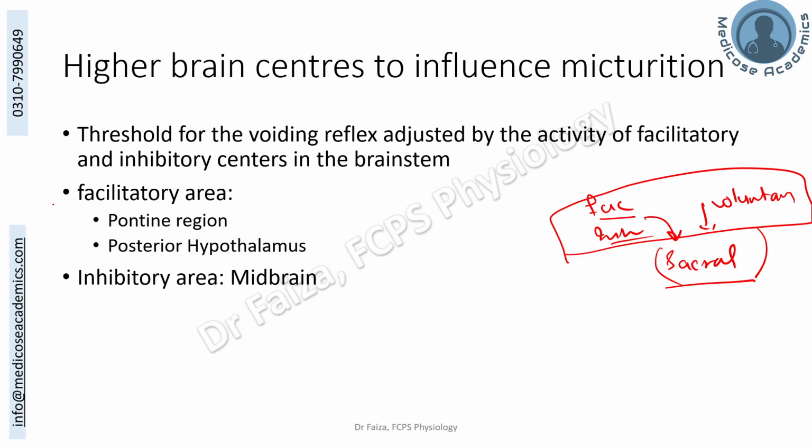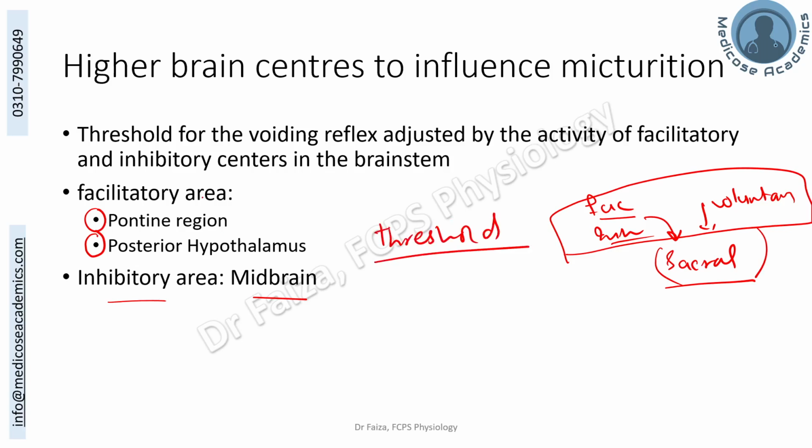The facilitatory areas which enhance the response to the micturition are present in the pons as well as in the posterior hypothalamus, whereas the inhibitory areas in the midbrain are going to decrease the intensity of the micturition reflex. How do they do this? By changing the threshold for response.